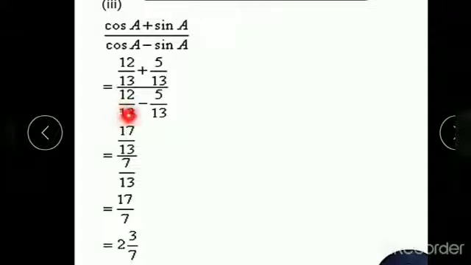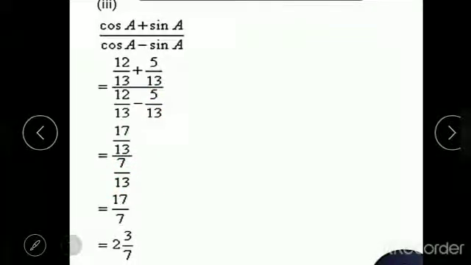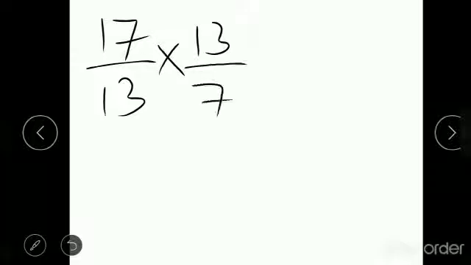And what do you have in the denominator? 12 divided by 13 minus 5 divided by 13. So the denominator is the same 13. You can write 13 and 12 minus 5 gives you 7. Okay, 7 divided by 13. So you have in the numerator 17 divided by 13 and in the denominator you have 7 divided by 13. That can be written as 17 divided by 13, and when you take that to the numerator, it becomes 13 divided by 7. So this 13 and 13 will get cancelled. So what is remaining?